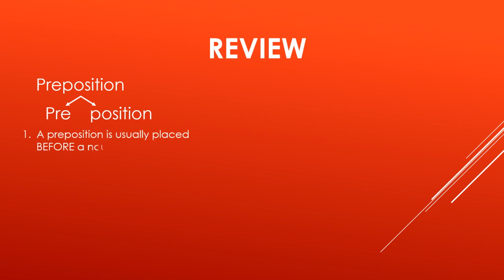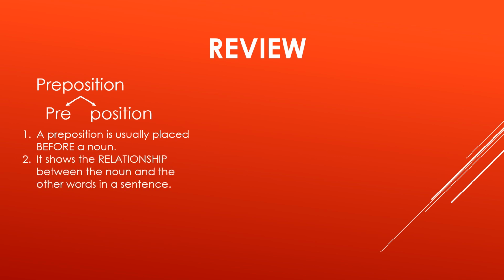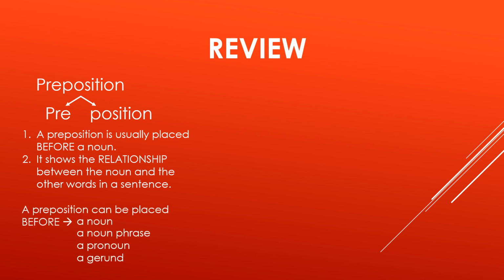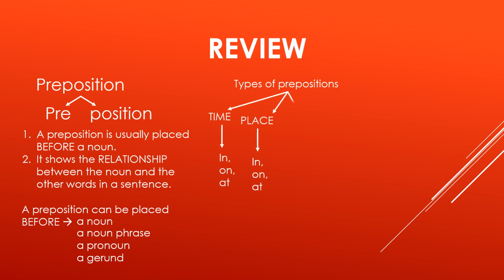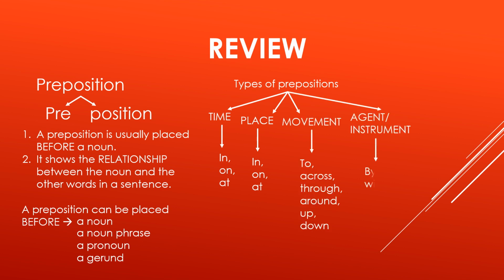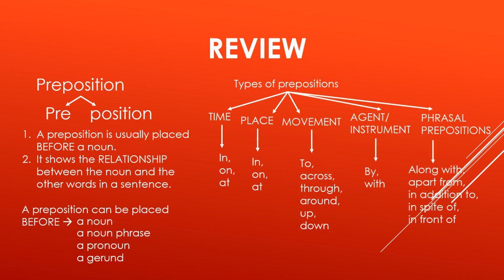Let's quickly review what we've learned today. We learned that the word preposition is made up of pre and position, that is to place before. A preposition is usually placed before a noun, and it shows the relationship between the noun and the other words in a sentence. A preposition can be placed before a noun phrase, a pronoun, or a gerund. Next, we covered the 5 types of prepositions, namely prepositions of time, place, movement, agent or instrument, and phrasal prepositions.